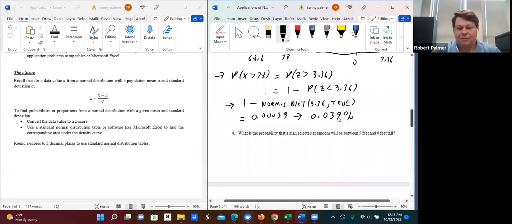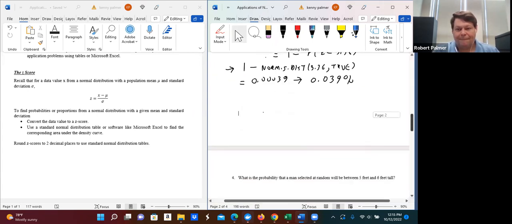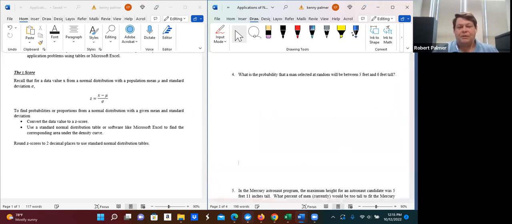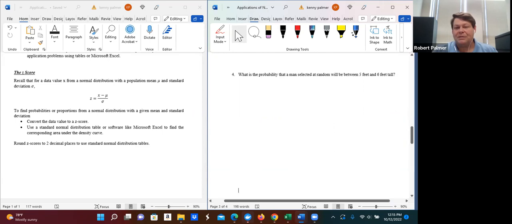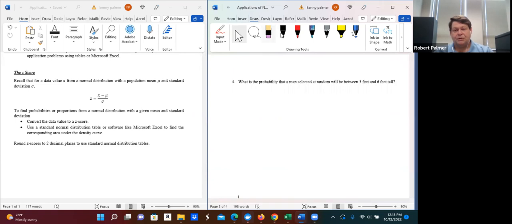Okay, now let's take a look at the next example. This one, and probably need a little more space here as well. It says, what's the probability that a man selected at random will be between 5 and 6 feet tall? So in terms of a picture, first off, our probability is that our x is between 5 and 6.